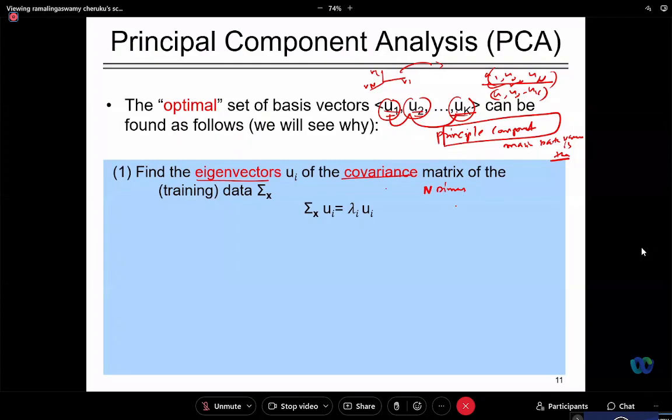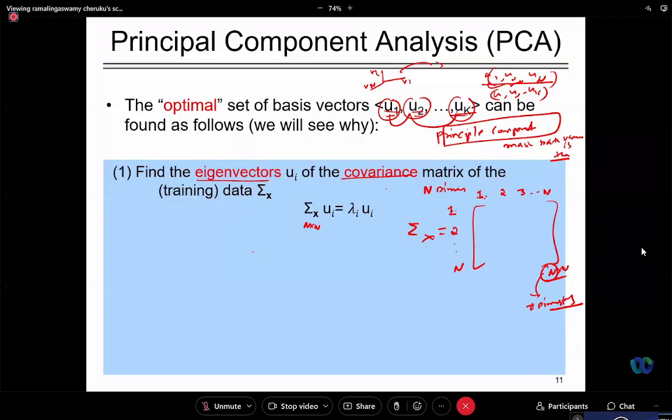What is the variance between feature 1 and feature 1? What is the variance between feature 1 and feature 2? What is the variance between feature 1 and feature 3? Similarly for feature 2 to 1, 2 to 2, and similarly up to n. So it is a matrix of n cross n, if n is the number of dimensions. This is called sigma x. The sigma x is of dimension n cross n.